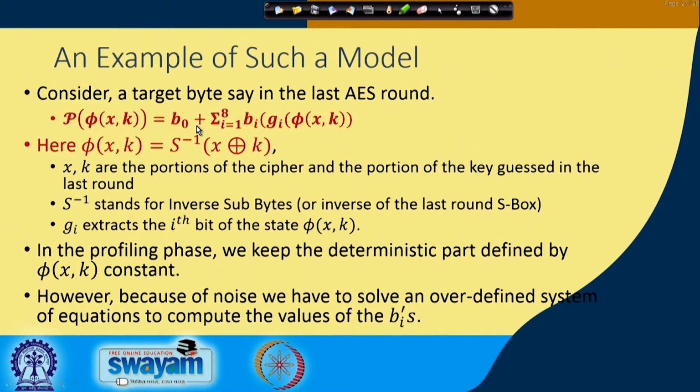So in the profiling phase, we keep the deterministic part defined and kind of constant, by keeping phi of x, that is, x and k, constant, and we try to observe different power values. Note that because of noise there will still be subtle differences, and therefore you probably will have an over-defined system of equations. You probably need an over-defined system of equations to solve for the values of these b_i.